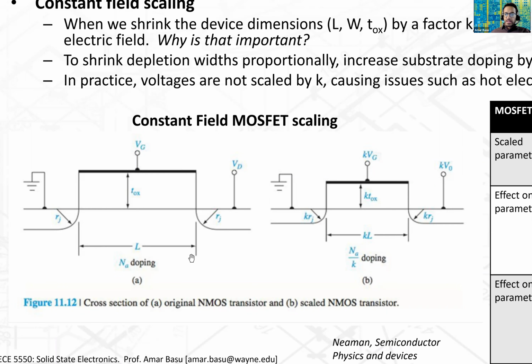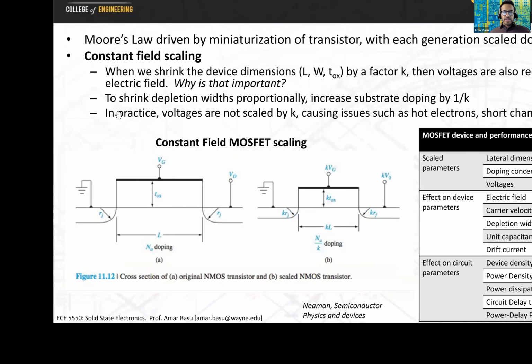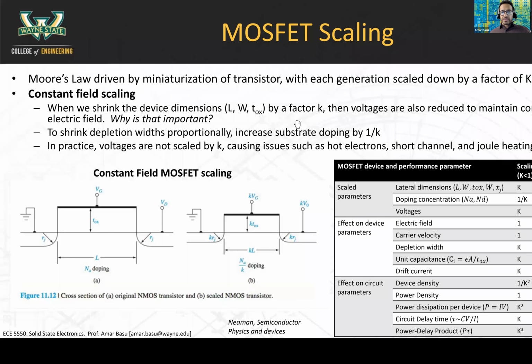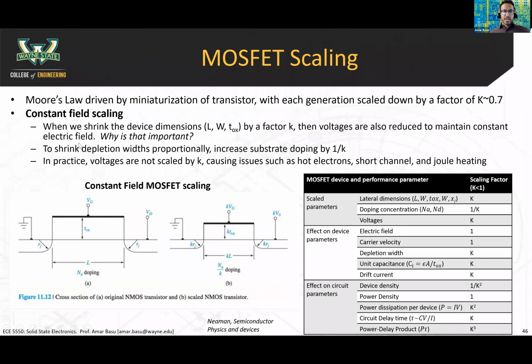Now, if you want to take this MOSFET and make it smaller, one of the strategies is to have a constant electric field. And a constant electric field means that you have to do the following. When you shrink down the device dimensions by a factor of K, the voltages also have to be reduced in order to maintain a constant electric field.